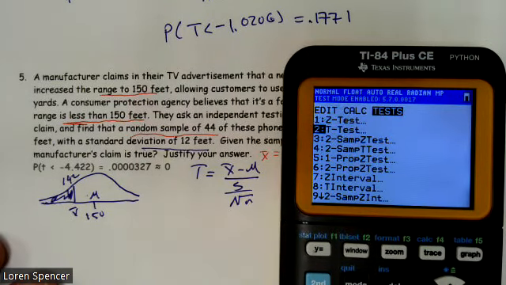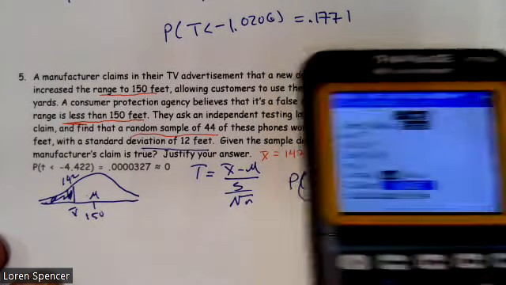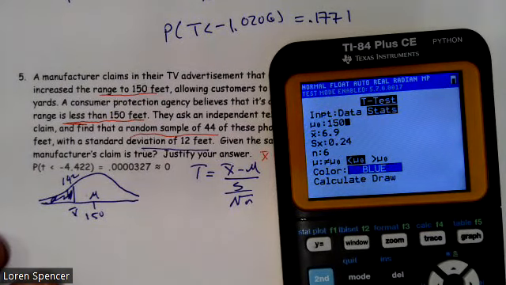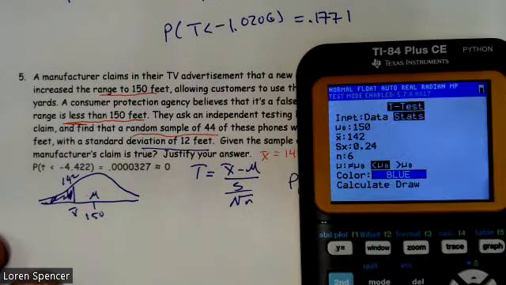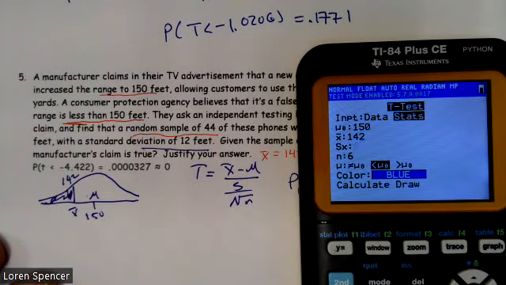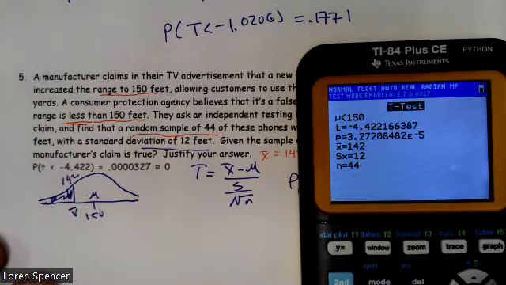Stat test, T-test. The mean was claimed to be 150. Our sample mean was 142. The sample standard deviation was 12. And our sample size was 44 phones. When we go calculate, we end up getting a very, very small number.